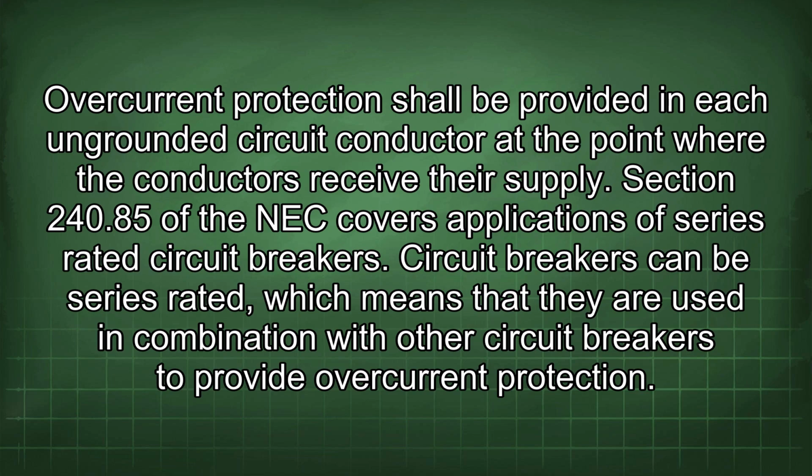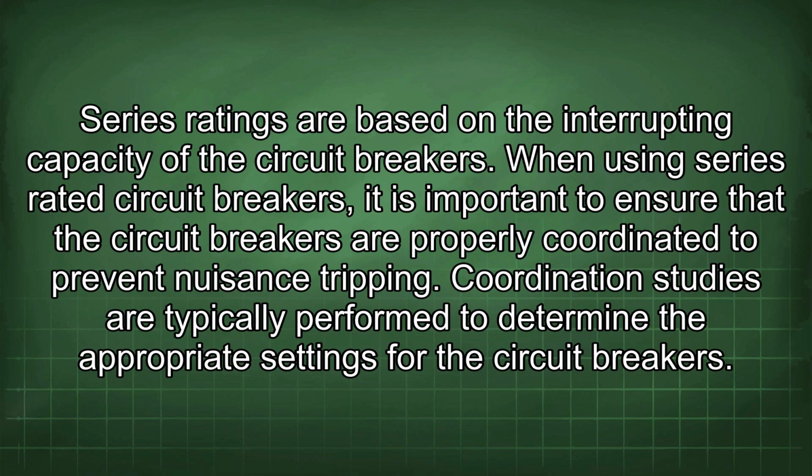Section 240.85 of the NEC covers applications of series-rated circuit breakers. Circuit breakers can be series-rated, which means that they are used in combination with other circuit breakers to provide overcurrent protection. Series ratings are based on the interrupting capacity of the circuit breakers. When using series-rated circuit breakers, it is important to ensure that the circuit breakers are properly coordinated to prevent nuisance tripping. Coordination studies are typically performed to determine the appropriate settings for the circuit breakers.